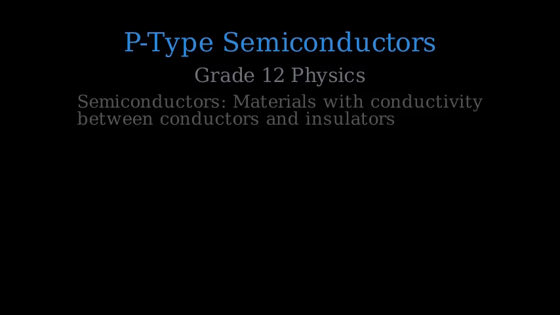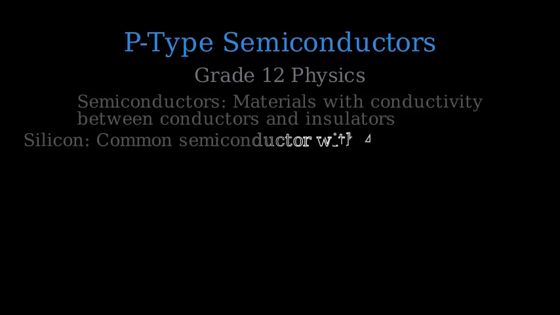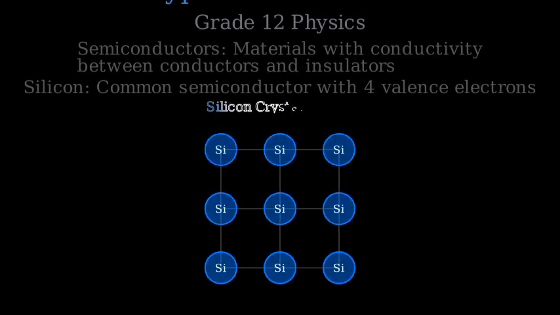Before we discuss P-type semiconductors, let's briefly review pure or intrinsic semiconductors. Silicon is a common semiconductor material with 4 valence electrons. In a silicon crystal lattice, each silicon atom forms covalent bonds with 4 neighboring silicon atoms. Here's a 2-dimensional representation of a silicon crystal lattice.